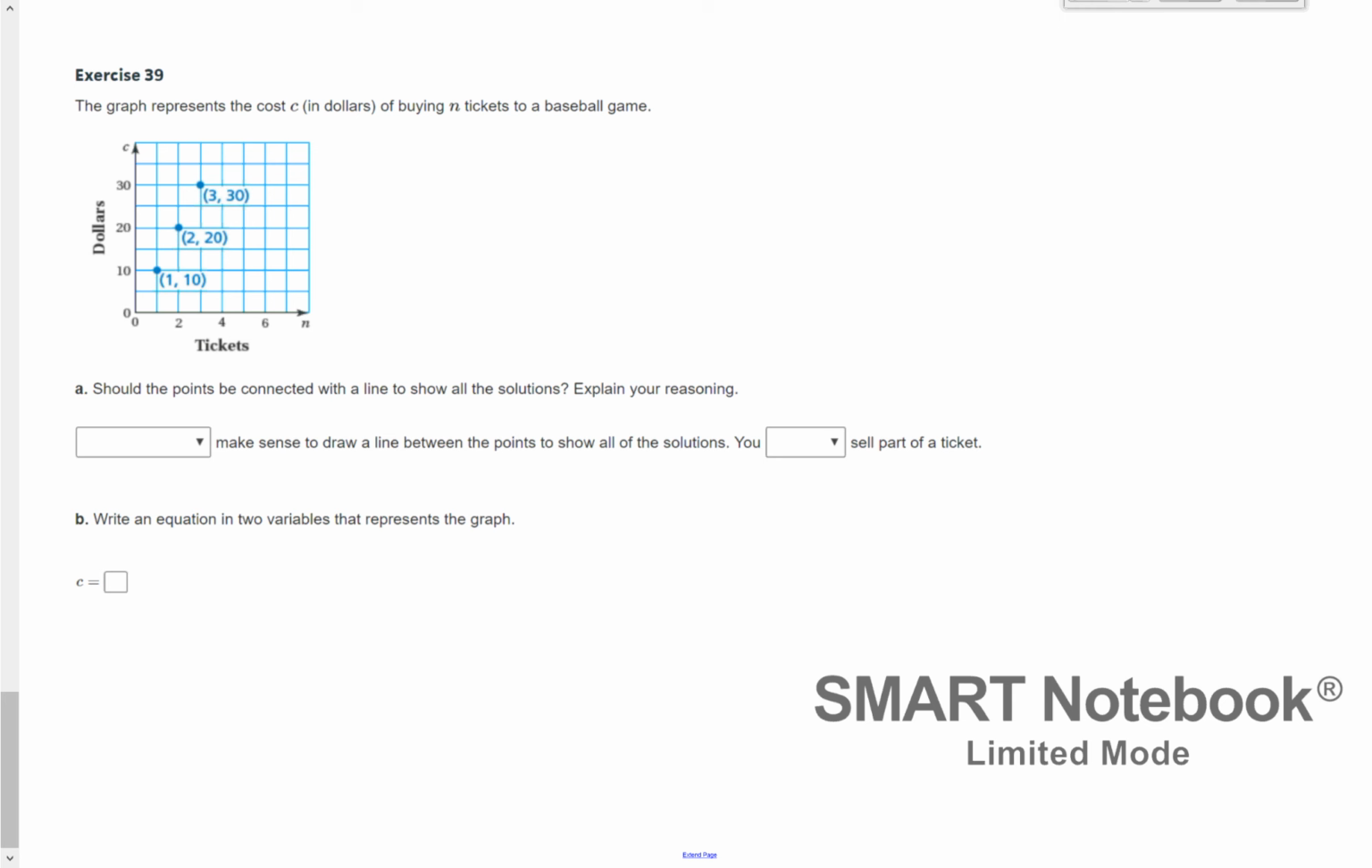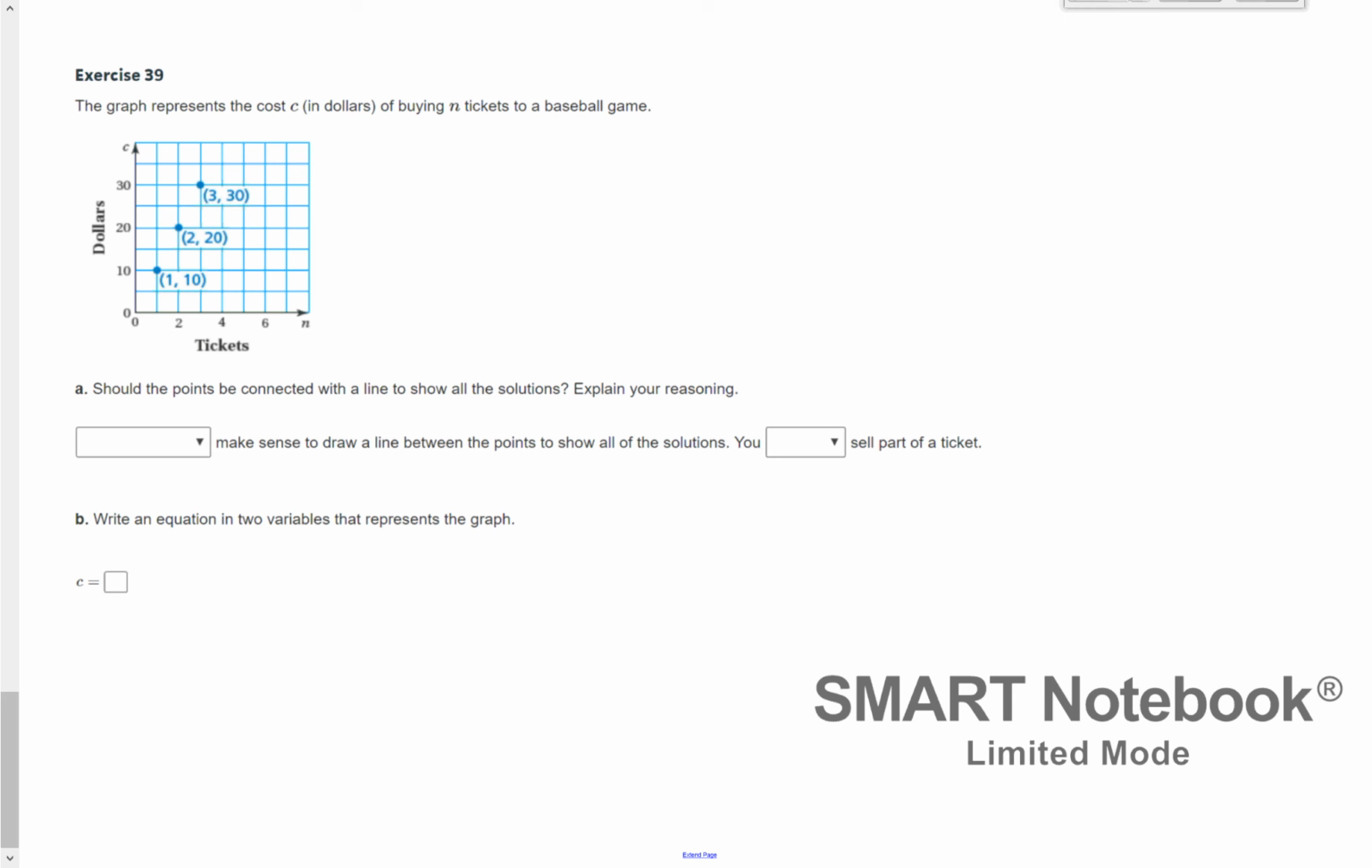So there could be half situations, but think, can you buy half of a baseball ticket? Could you buy 1.5 baseball tickets? Okay, so just think about that when you're answering this part A. Okay, and if you would need to absolutely draw that line. In my class, yes, you should always draw that line, but in sense to the problem, would you need that line to show all the other solutions for those decimals?